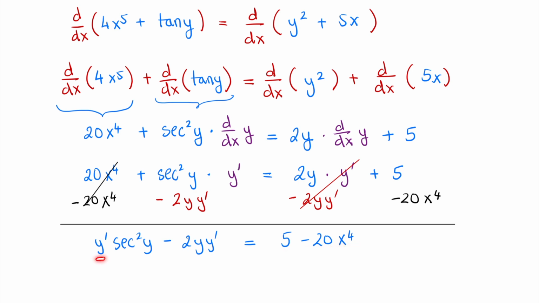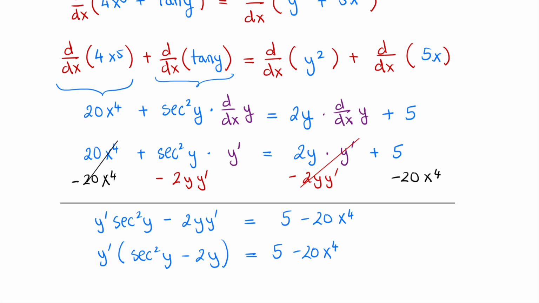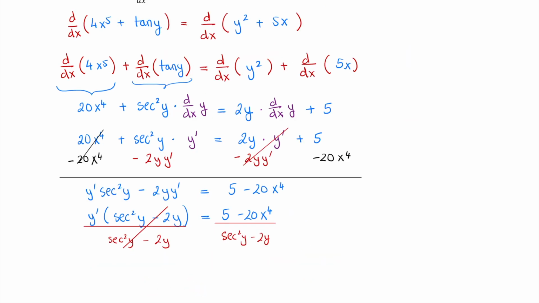From here, I'll factor out y prime. Now I have y prime times secant squared y minus 2y equals 5 minus 20x to the fourth. To solve for y prime, I divide both sides by secant squared y minus 2y. And I have y prime equals 5 minus 20x to the fourth over secant squared y minus 2y.